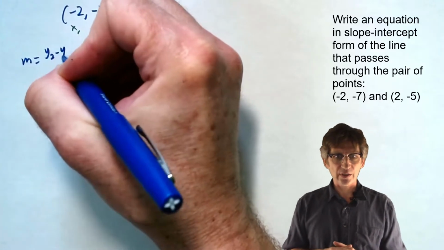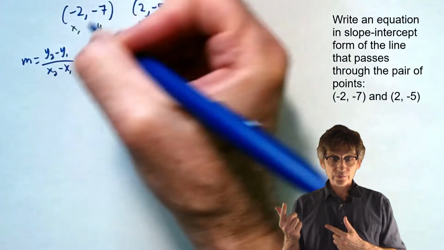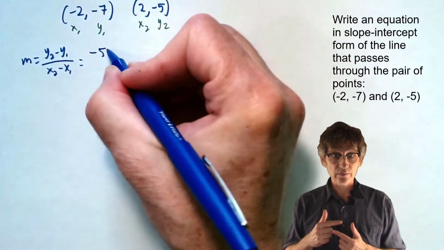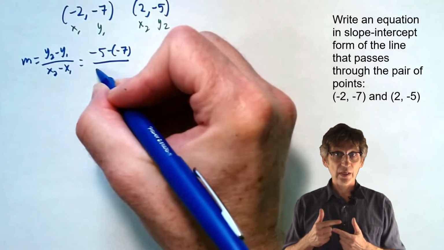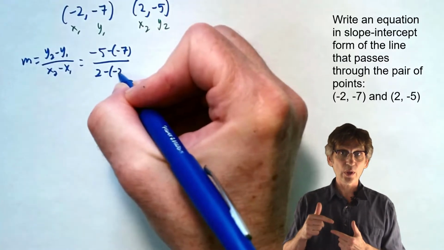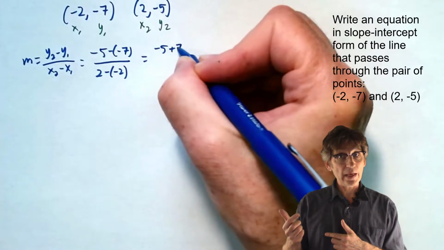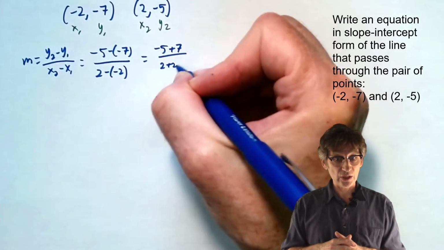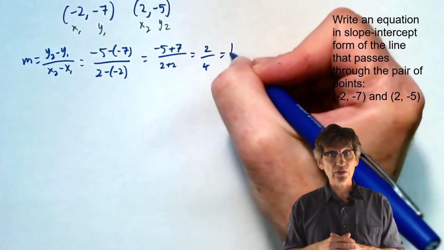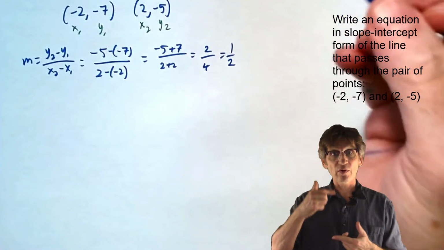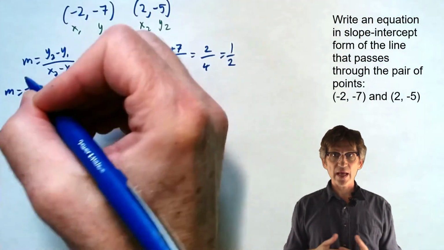A lot of numbers and letters in there. So our y2 value minus the y1 value, -5 minus -7. x2 minus x1, 2 minus -2. A lot of negatives there. It's nice to take an extra step to deal with the double negatives and write it as addition. So -5 plus 7, 2 plus 2. -5 plus 7 is 2, 2 plus 2 is 4. 2 over 4 simplifies to 1/2. m equals 1/2. That's our slope.